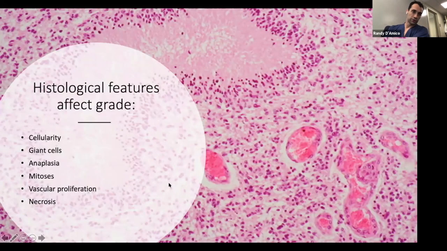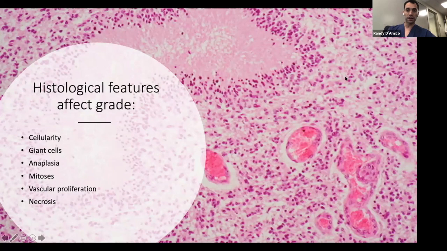So the histologic features that affect grade when you look under the microscope, this has to do with how many cells you see, the presence or absence of giant cells, anaplastic cells, which I told you, anaplastic, atypia, kind of mean the same thing in terms of the cells don't look normal. And then mitoses, how rapidly cells are dividing. We have a bunch of different markers for that. And then vascular proliferation and necrosis, typically more associated with the higher grade tumors, okay?